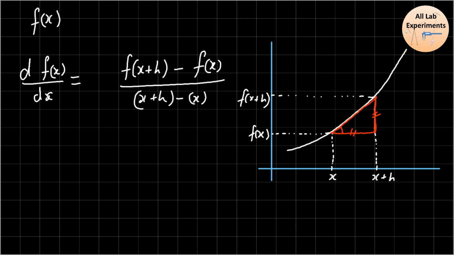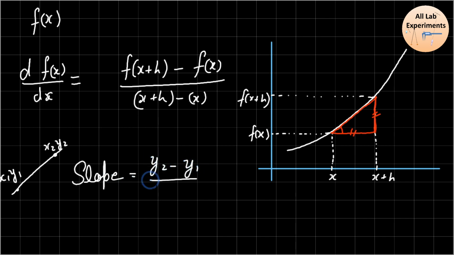Let's see how. Let us consider I have a straight line and there are two points on this straight line. One is (x1, y1) and another is (x2, y2). Then my slope is equal to y2 minus y1 divided by x2 minus x1. So this is the definition of a slope.